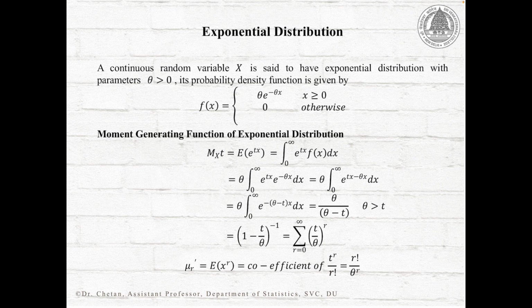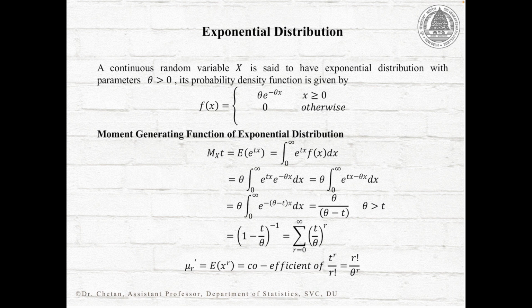When can we say that a set of data follows the exponential distribution? Any continuous random variable x has an exponential distribution with a parameter theta. Here the parameter has a value greater than 0, and we give its probability density function. Why are we saying probability density function? Because x is a continuous random variable. If it is continuous, then the probability density function will work.